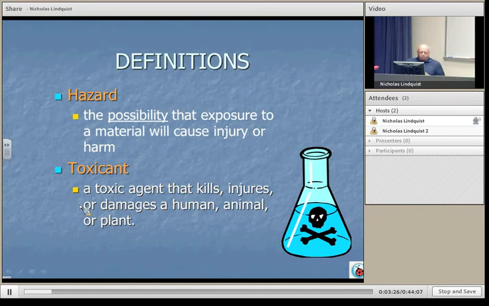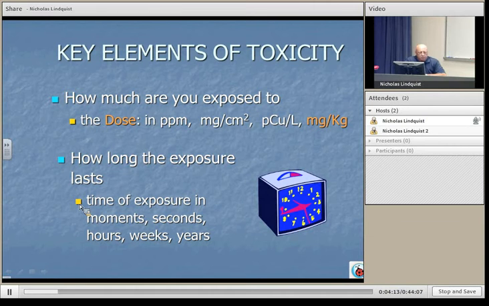In other words, when we talk toxicity, you can have the most toxic poison known to man sitting here in a closed container in this room, and as long as it remains in that closed container, it's not going to be a hazard to us. It becomes a hazard when the possibility of exposure becomes real. If that bottle got knocked off the desk and it broke, now we've got a hazard. So that's the difference between toxicity and hazard. And finally, toxicant refers to that material, substance or agent that can cause damage, anywhere from injury or death to animals and plant life.